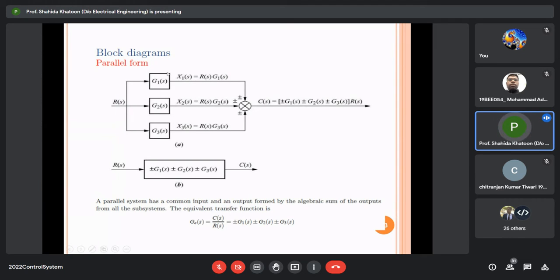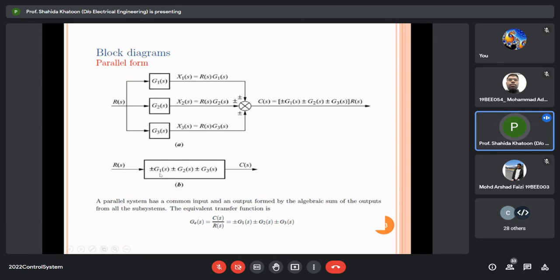So if you are having blocks connected in parallel, output at this point is basically this multiplied by the previous signal. So it is R(s) into G1(s). This multiplied by the previous signal, so R(s) into G2(s). G3(s) into R(s), and all of them are either added or subtracted. This is a dual symbol which shows that this signal is either added. When it is added, then it is G1 plus G2 plus G3. When it is subtracted, this is minus G1 minus G2 minus G3 into R(s).